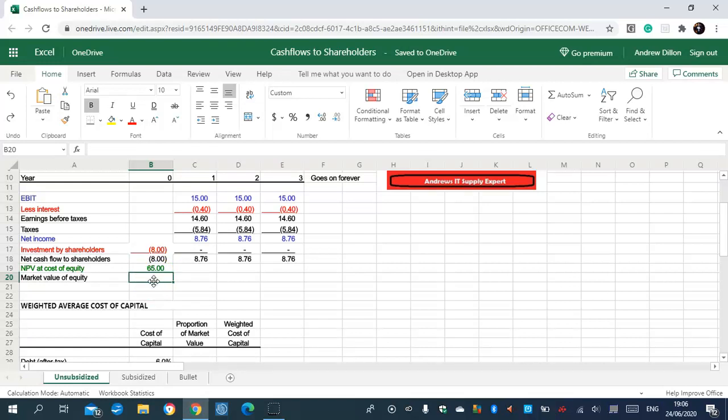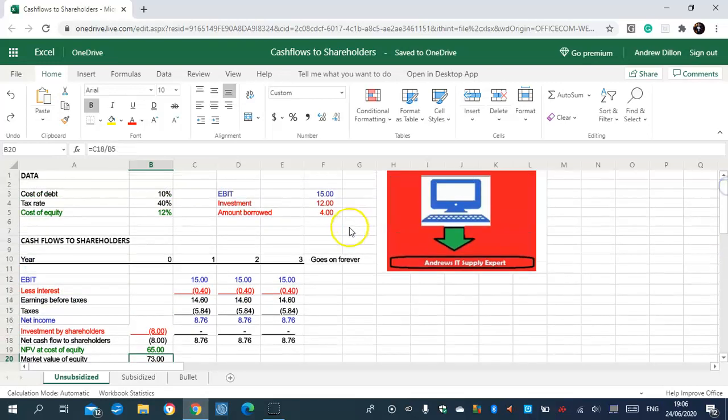Okay, next step is to find the market value of equity. Nope, just one answer. So C18, then divide that by B5. B5 is the cost of equity, or 12%.